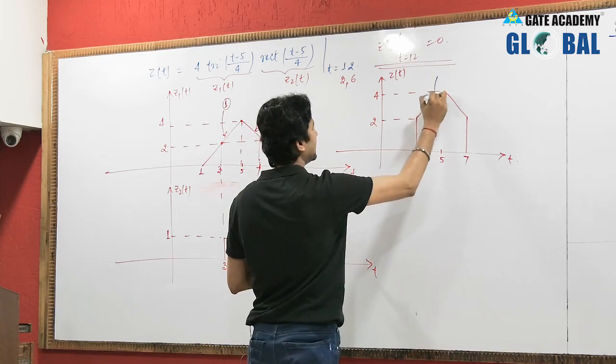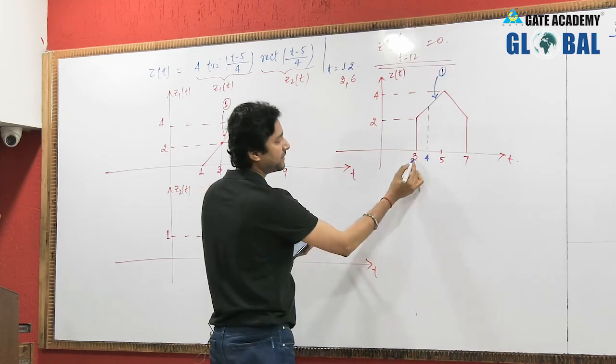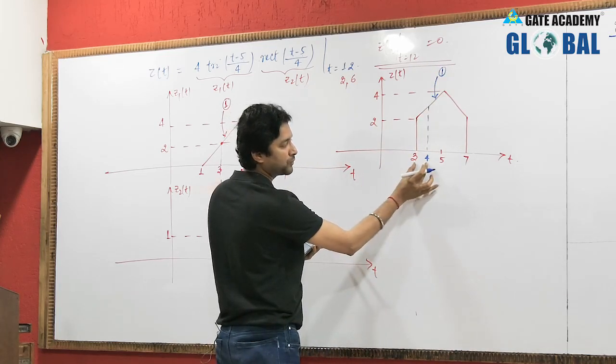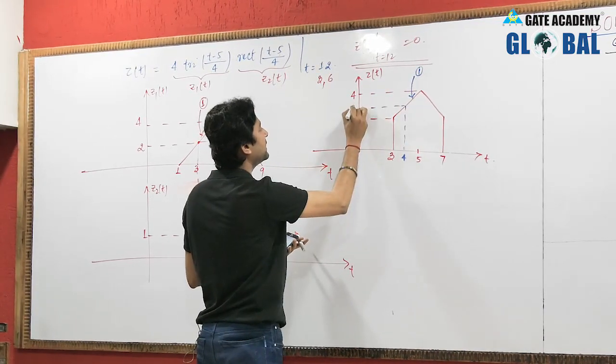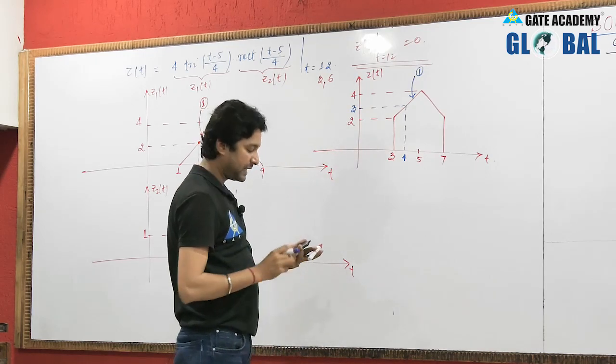Then you can see that the slope of this line is 1. The value at t equals 3 is 2. If you move 1 unit, then the value will also gain 1. Therefore, this value will be 3. Similarly, you can find for any other values of t.